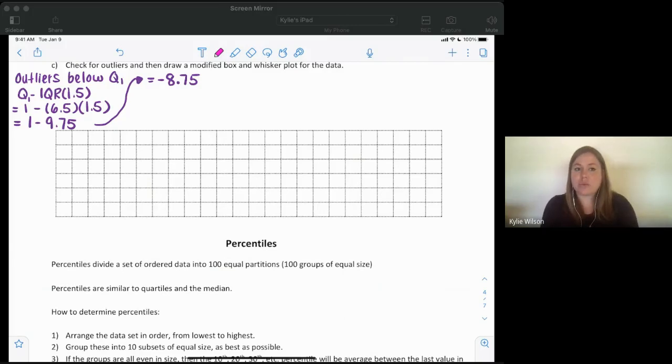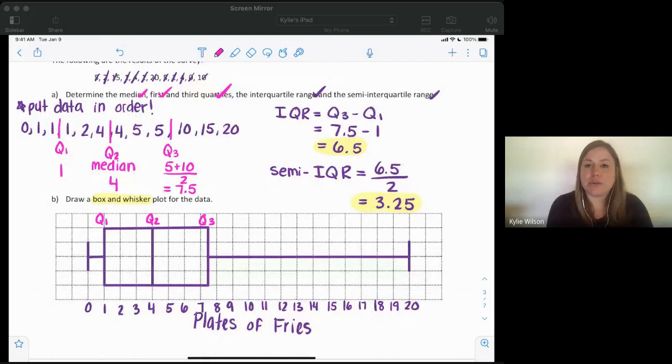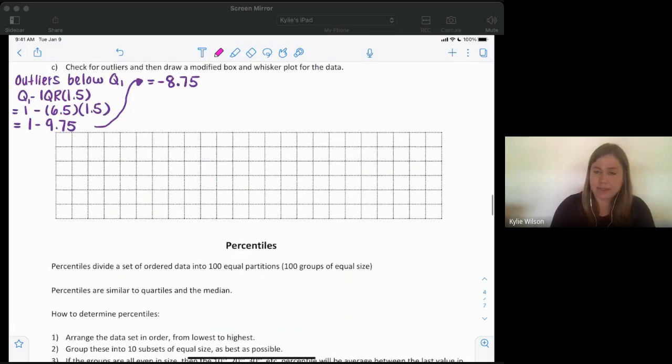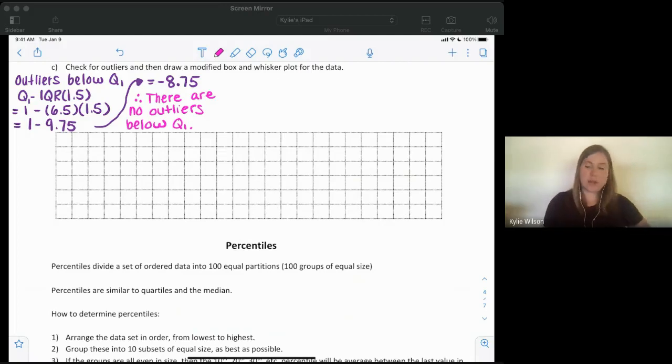So what I do is I look through my data and I see if there are any data points that are below negative 8.75. And in this case, nope, my lowest is 0. So because there are no data points smaller than negative 8.75, I can say, therefore, there are no outliers below our first quartile. We'll have to check the other side, but no outliers below Q1 at least. That's what we've determined so far.